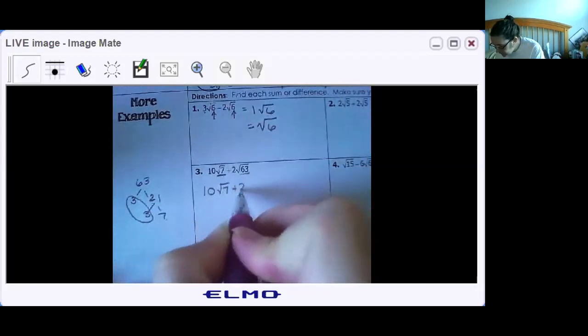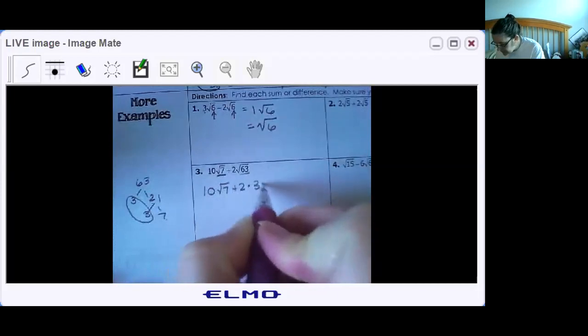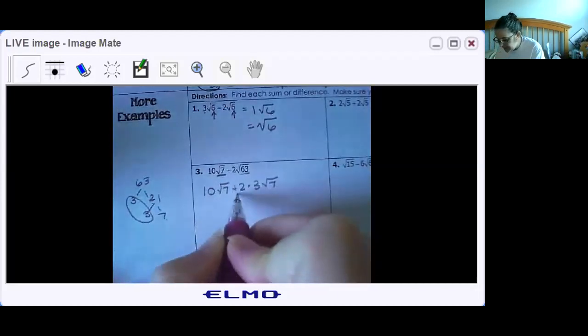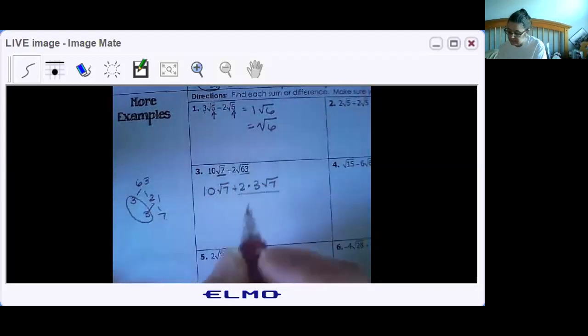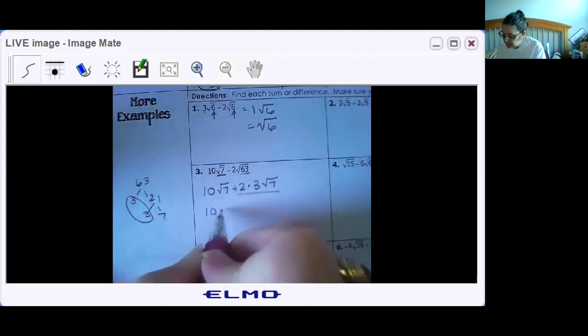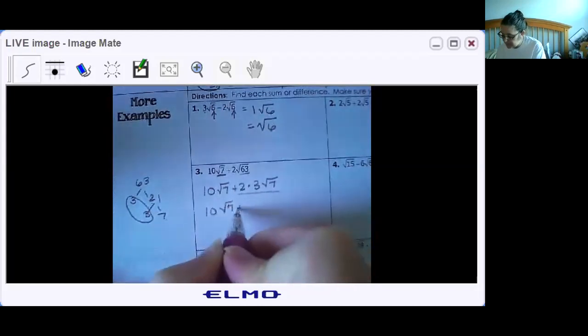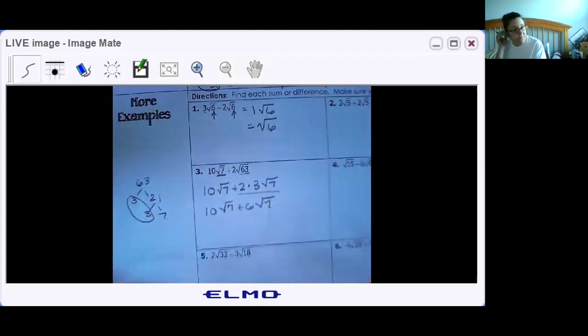plus 2 times 3 times the square root of 7. I need to simplify this out. I need to make this so I don't have a bunch of things I'm looking at. So now it becomes 10 times the square root of 7 plus 6 times the square root of 7.